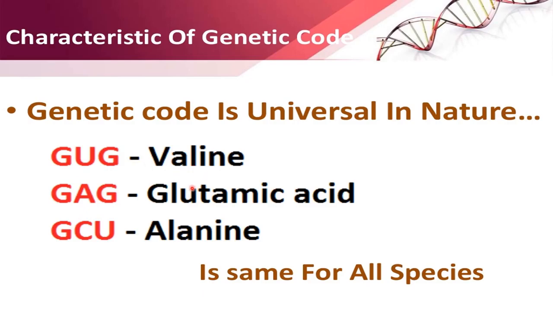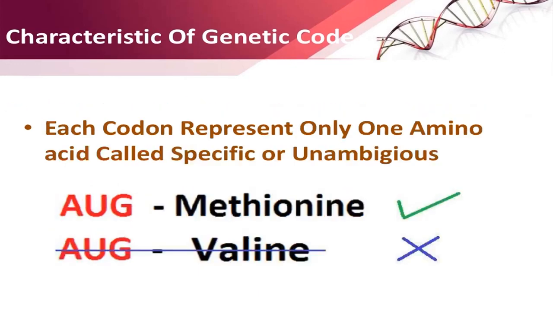But there are some exceptions also. Some bacteria are exceptions. Otherwise, it is universal. Like GAG codes for glutamic acid, GCU codes for alanine in every organism. So it is the same for all species.